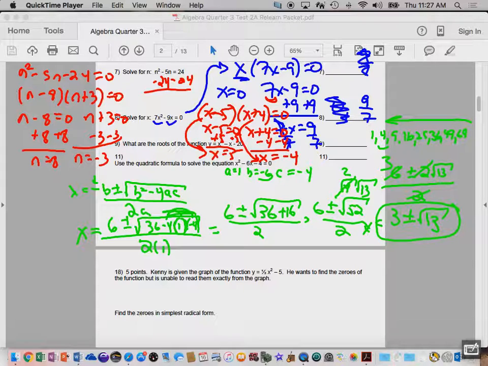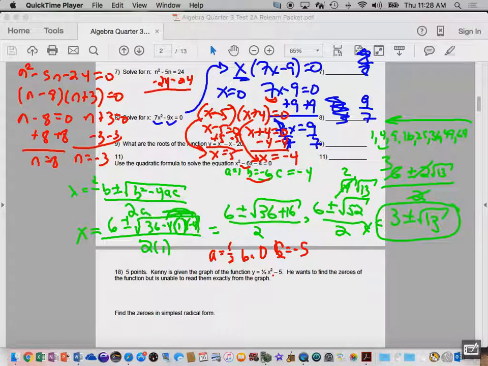Okay? Next, Kenny is given the graph of this equation. He wants to find the zeros of the function. The big thing about this one, and this is where kids messed up, b is equal to 0. That's the biggie. There is no x term. And we said before that b was the number in front of the x. So a is a half. That's actually easy. B is 0, and c is negative 5.